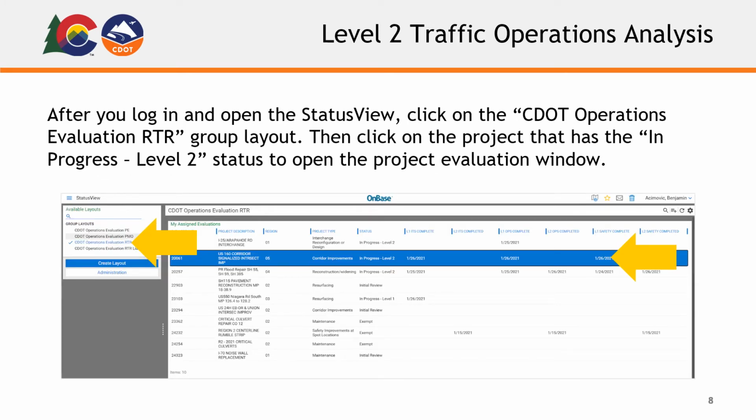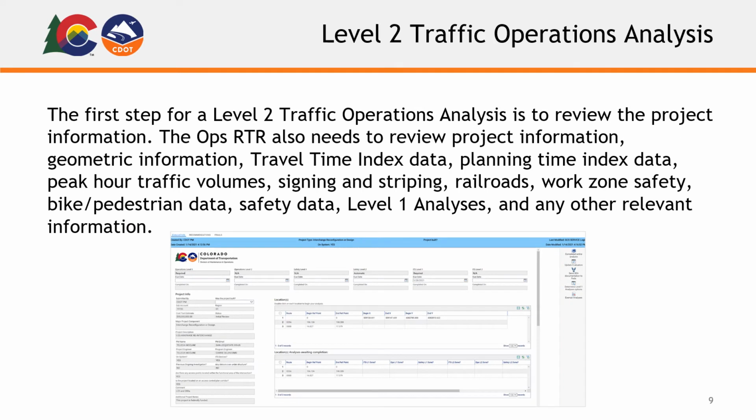After you log in and open the status view, click on the Operations Evaluation RTR group layout. Then click on the project that has the In Progress Level 2 status to open the project evaluation window. The first step for a Level 2 traffic operations analysis is to review the project information.